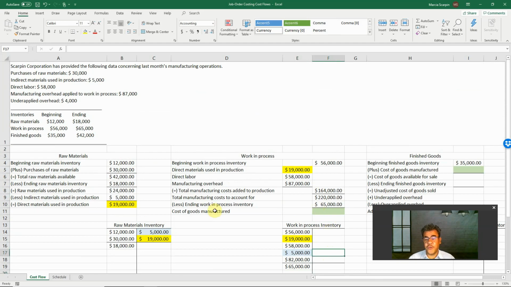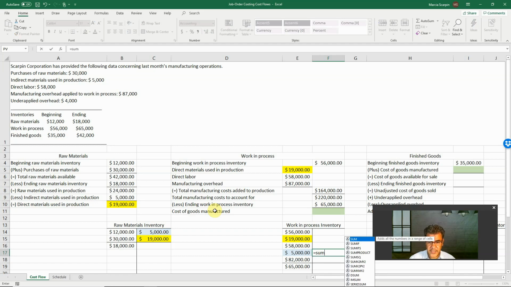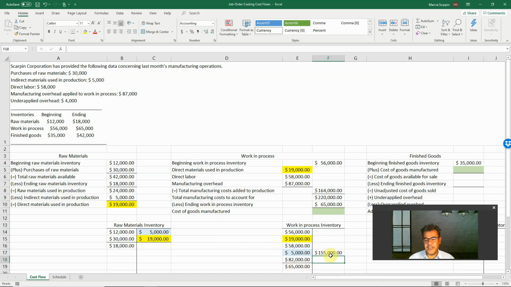That is the cost of goods manufactured. So it's the sum of all of these here less ending inventory. The only number to balance it is 155. So 155 is our green one. Let's double check: 220 less 65, 155. So we are good.